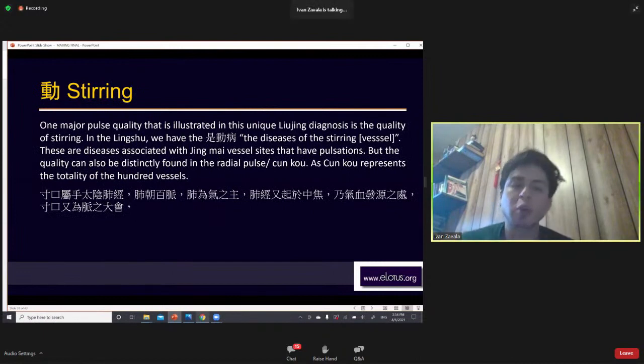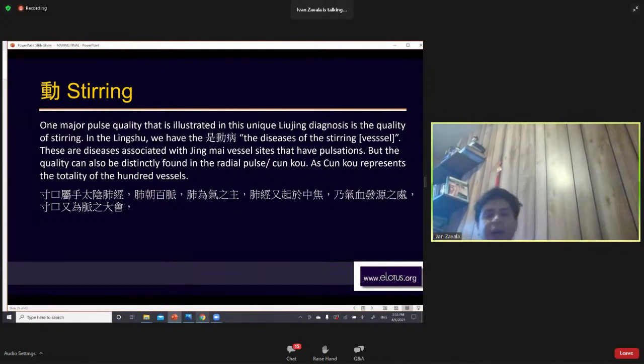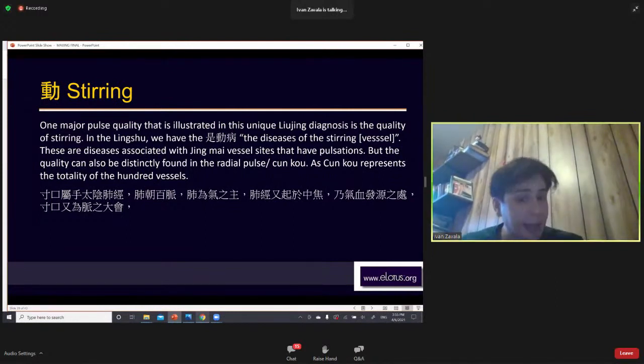Now, one major pulse quality that is illustrated in this unique Liujing diagnosis is the quality of stirring, right? Dongmai. In the Ling Shu, we have Shidongbing, the diseases of the stirring vessel. These are diseases associated with jingmai vessel sites that have pulsations. But the quality can also be distinctly found in the radial pulse, Cunkou. Cunkou represents the totality of the 100 vessels. Cunkou, Shou Taiyin, Feijing, right? Cunkou belongs to Shou Taiyin of the lung channel.